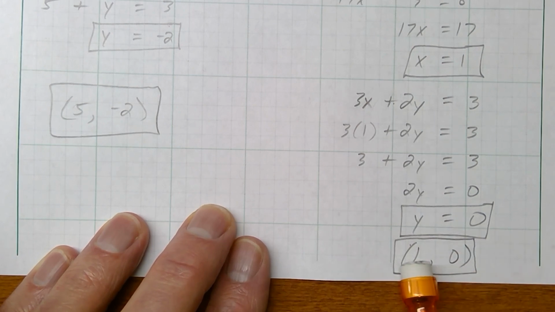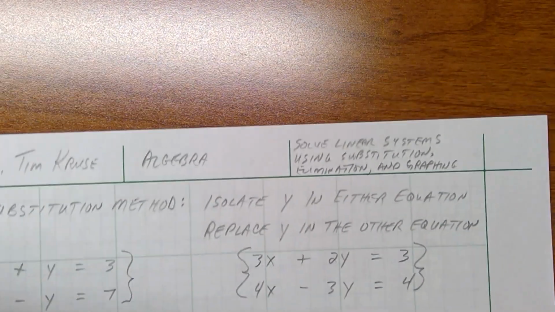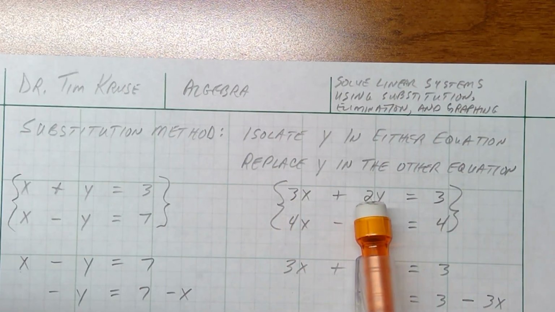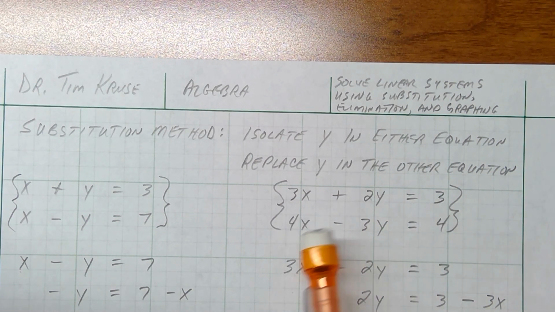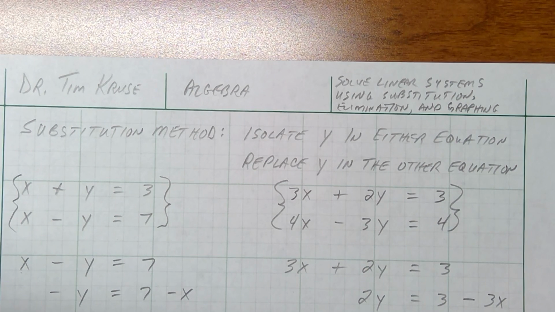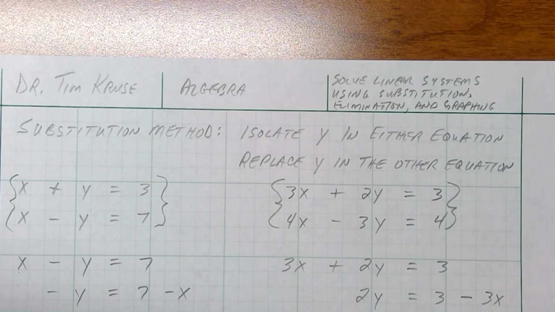So here's my xy ordered pair that works in both of these equations. And that's how you check it. Put a 1 there and a 0 there, make sure it equals 3. Put a 1 there and a 0 there, and make sure it equals 4. If it works in both equations, you're sure that it's correct.